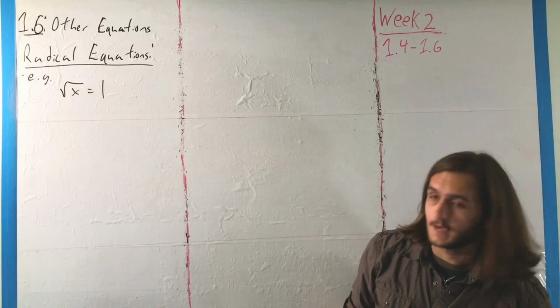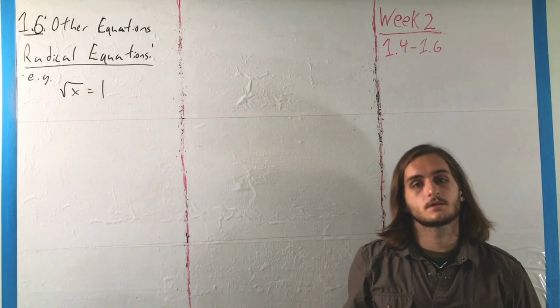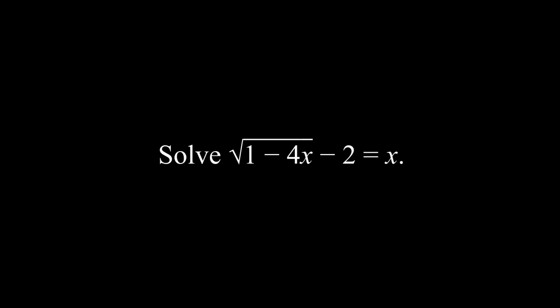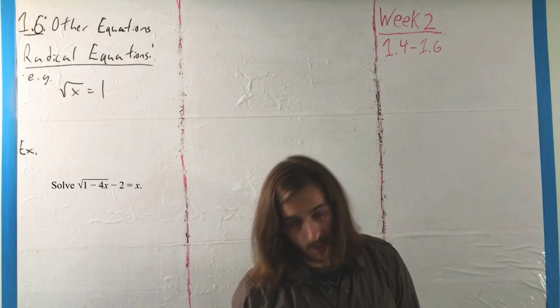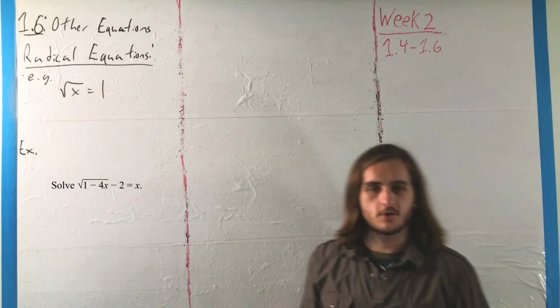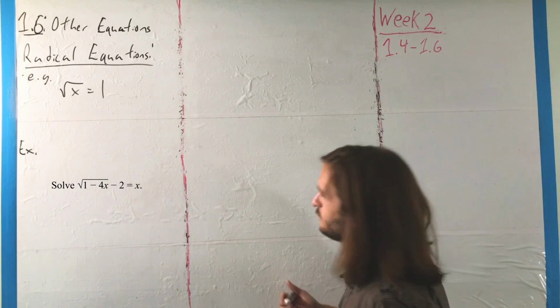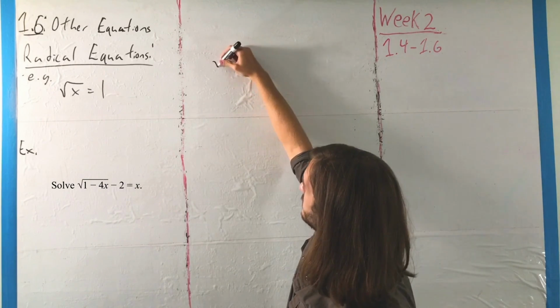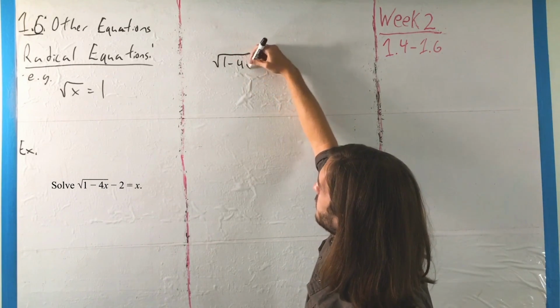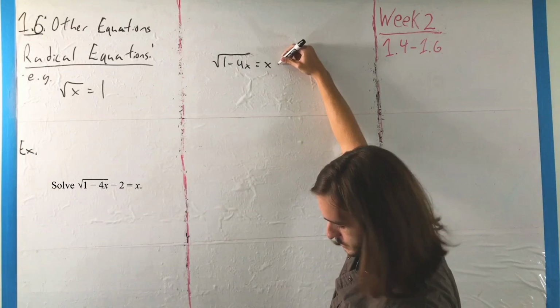So, let's get an example with this type of process in action. Let's solve the square root of the quantity 1 minus 4x, minus 2, equals x. Okay, so the first thing we want to do is isolate that radical, which isn't the nicest radical, but we'll make it work, right? So, we're going to end up with the square root of 1 minus 4x is equal to x plus 2.